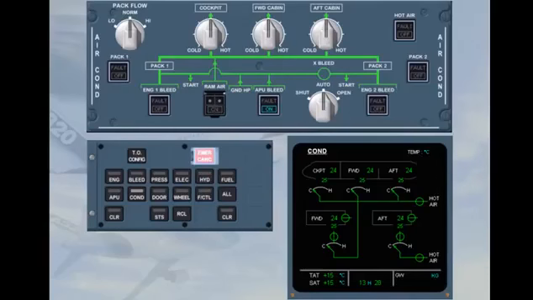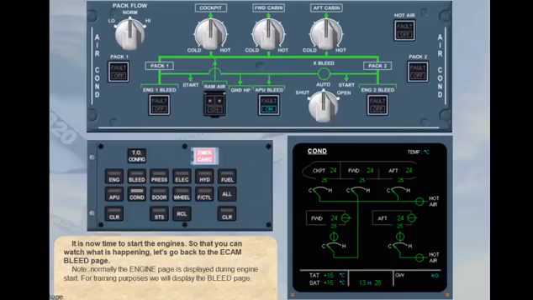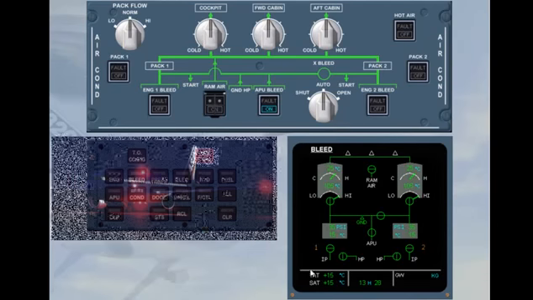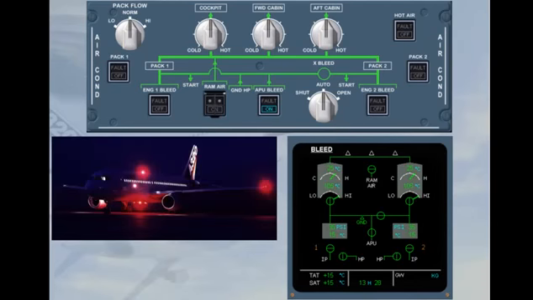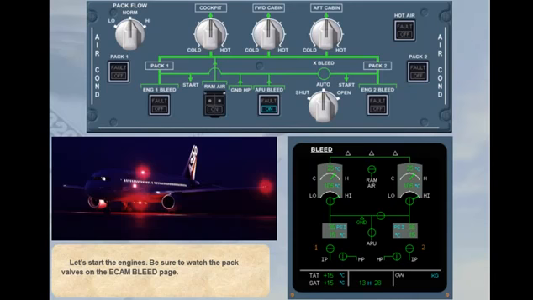It is now time to start the engines. So that you can watch what is happening, let's go back to the ECAM bleed page. Note: normally the engine page is displayed during engine start. For training purposes, we will display the bleed page. Call the ECAM bleed page. Let's start the engines. Be sure to watch the pack valves on the ECAM bleed page. Click on either engine.